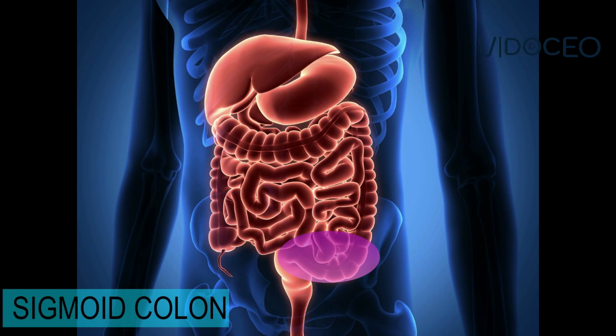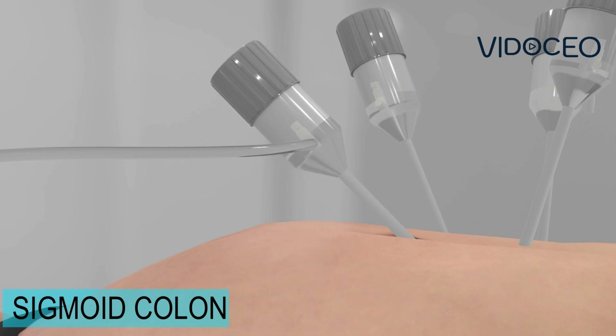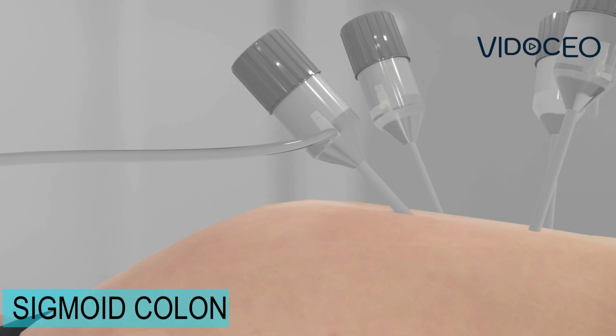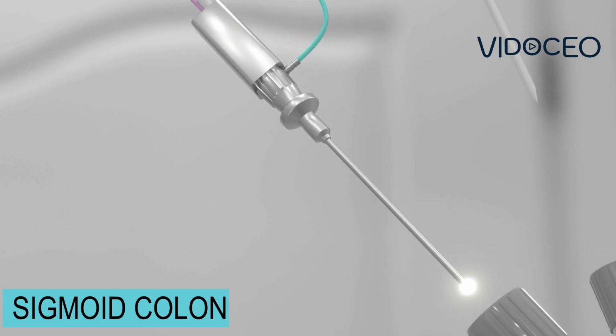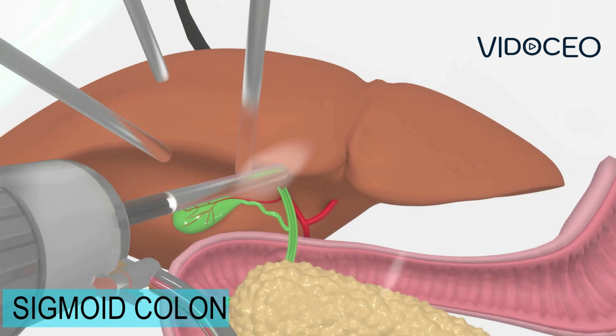In a laparoscopic sigmoid colectomy for cancer, the patient will undergo general anesthesia before the surgery begins. The surgeon will make several small incisions in the abdomen, inflate the abdominal space with air, and insert specialized instruments, along with a tiny camera, to visualize the internal structures.